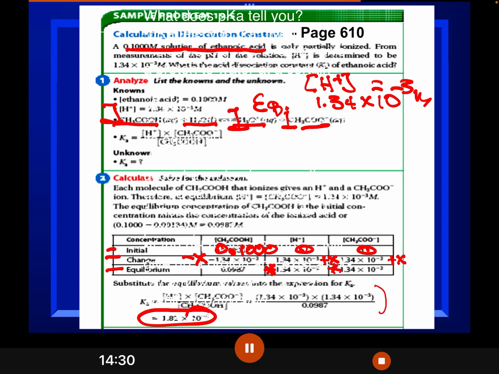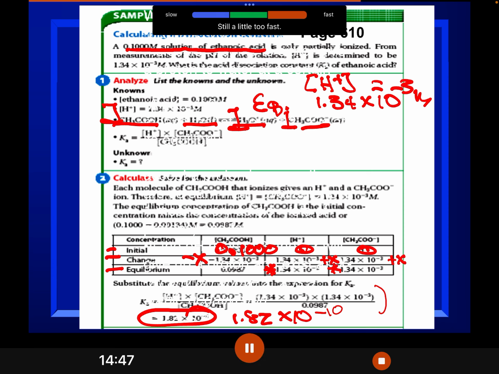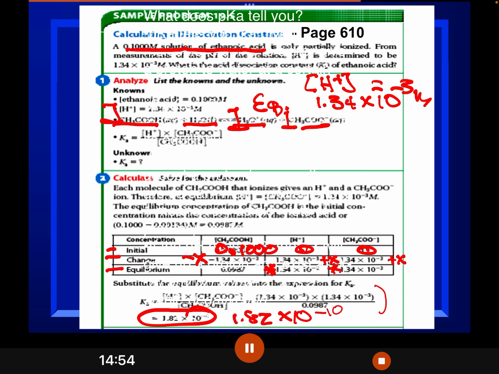I get 1.82 times, I think that's 10 to the minus 5. I can't read it, or maybe it's 10 to the minus 10. I would have to get somewhere else and look at this one. Let me see if I can pull that up, because I was showing this earlier on my computer. 1.82 times 10 to the minus 5.